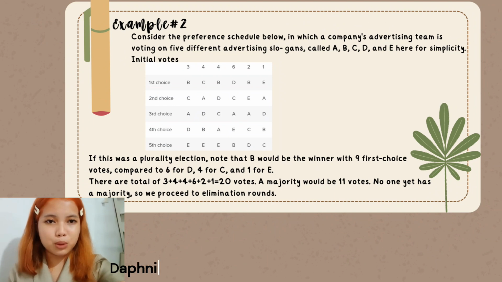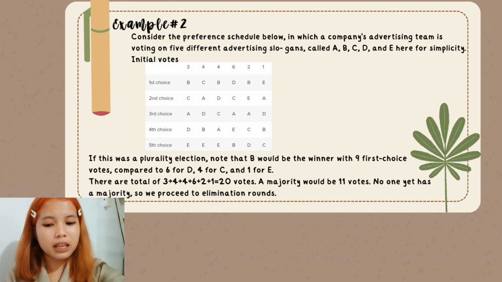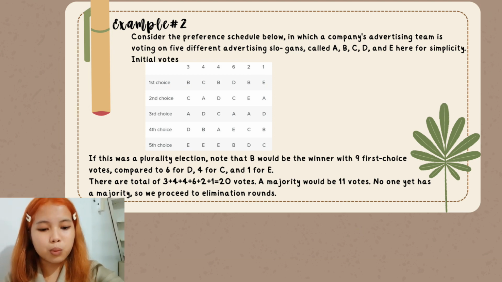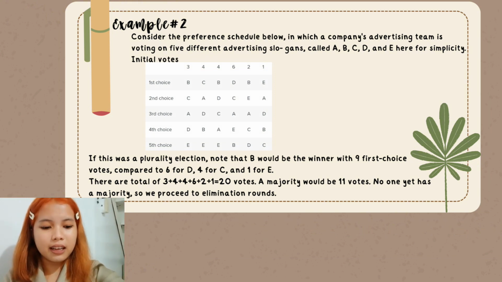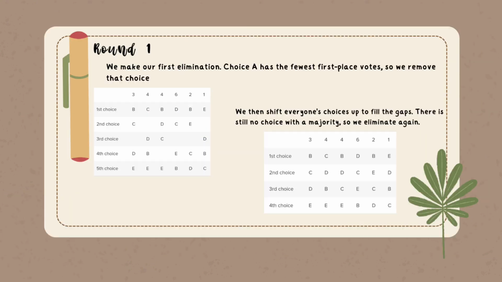Let's proceed to example number 2. Consider the preference schedule below, in which a company's advertising team is voting on 5 different advertising slogans called A, B, C, D, and E. If this was a plurality election, note that B would be the winner because it has 9 first choice votes compared to 6 for D, 4 for C, and 1 for E. When we sum up the total votes, it is equal to 20 votes, so a majority would be 11 votes. No one yet has a majority, so we proceed to elimination rounds.